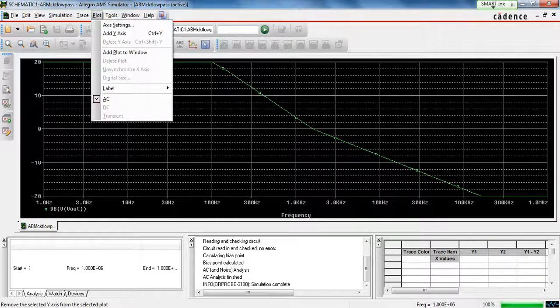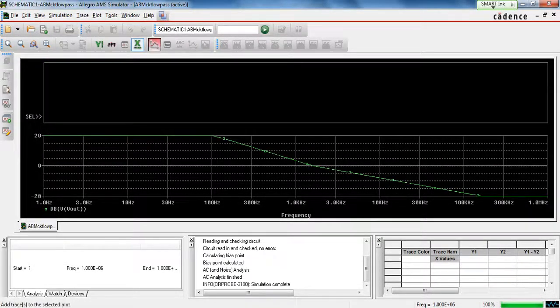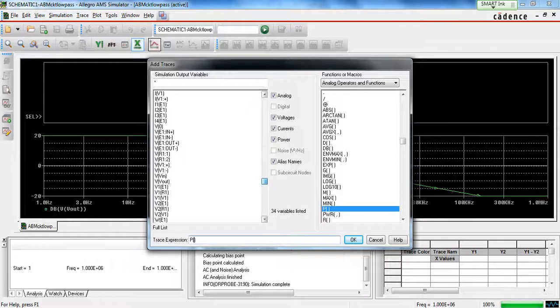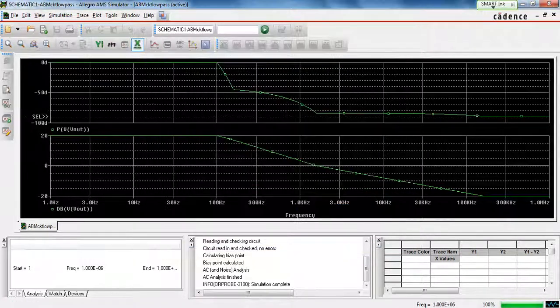You can also check the phase. The phase is given like this. You can take much more points in order to smoothen this response of low pass filter.